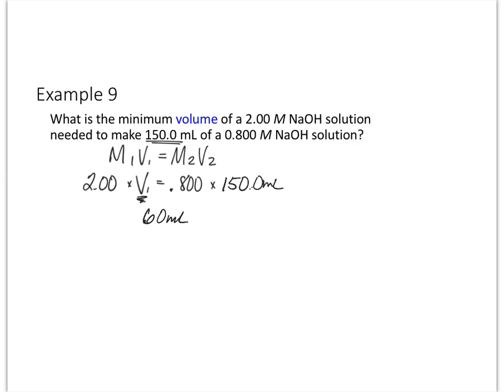If you had converted this to liters and made this 0.15, you would end up with 0.06 liters for the volume. So we've looked at what molarity is, how to solve problems involving molarity using a set of different conversions, how to deal with mass percent problems, how to prepare a solution, and how to dilute as well.